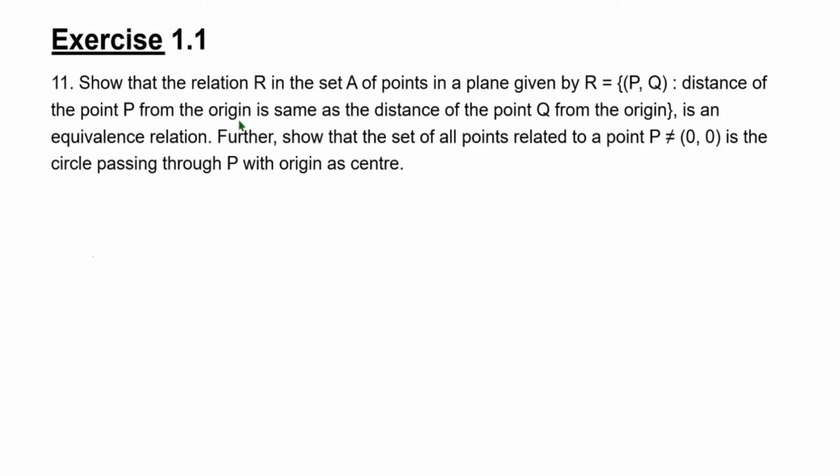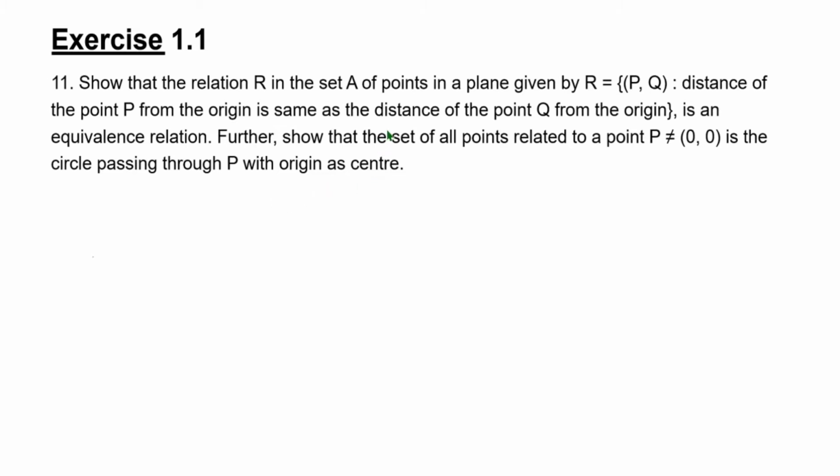Show that the relation R in the set A of points in a plane given by R is equal to the set of all ordered pairs P, Q such that the distance of the point P from the origin is the same as the distance of the point Q from the origin is an equivalence relation. Further show that the set of all points related to a point P not equal to the origin 0, 0 is the circle passing through P with origin as center.